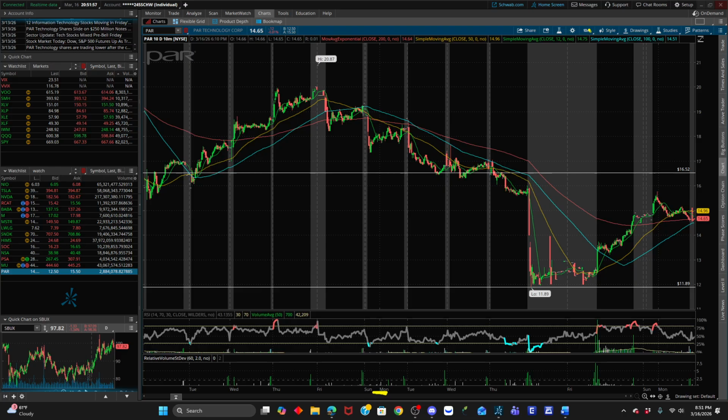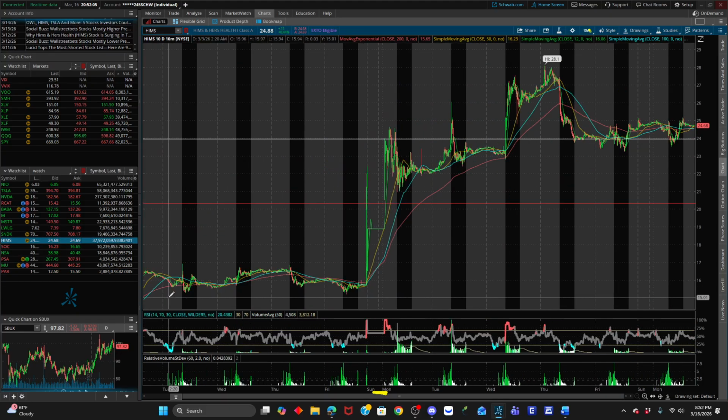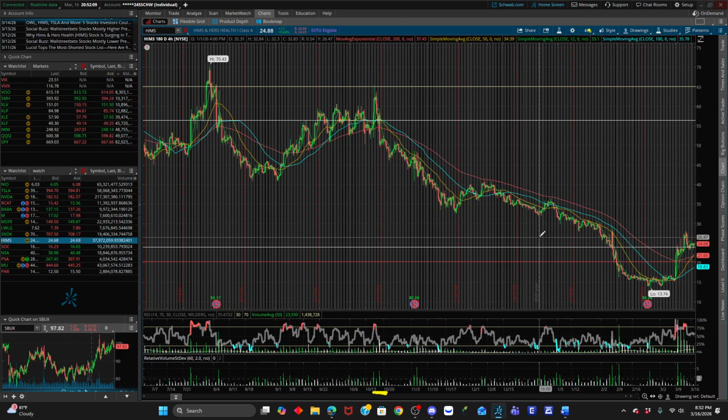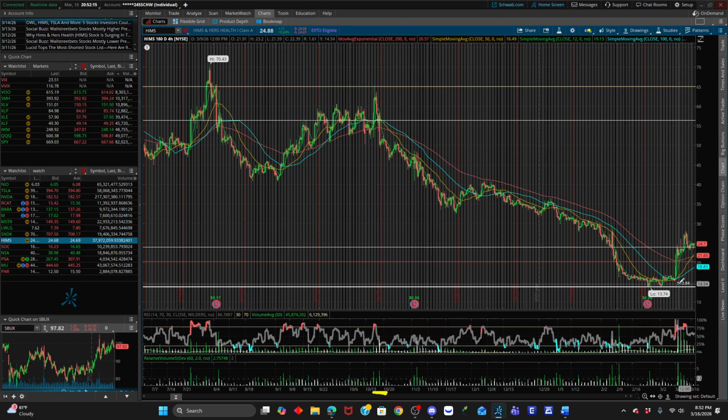So tomorrow, don't really know what to watch. Watching the same plays, seeing what comes to life. Hims is getting talked about a lot, right? This was a bottom fishing play. They are recovering really nicely. All right, moving above the moving averages. We can map out that high from today.